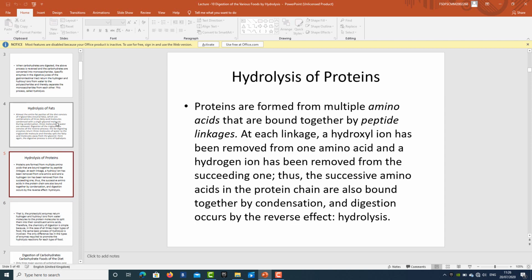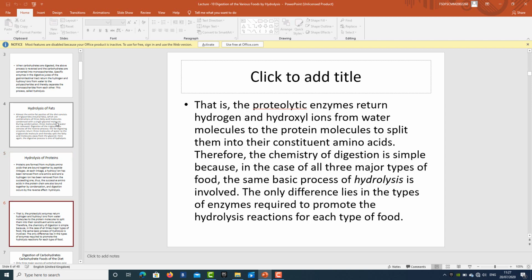Now, hydrolysis of proteins. Proteins are formed from multiple amino acids which are bound together by peptide linkages. At each linkage, a hydroxyl ion is removed from one amino acid and a hydrogen ion is removed from the other one, and then they are bound together by the process of condensation. When digestion occurs, the reverse takes place, which is known as hydrolysis. That is, the proteolytic enzymes return the hydrogen and hydroxyl ion back to protein molecules to split them into their constituent amino acids.